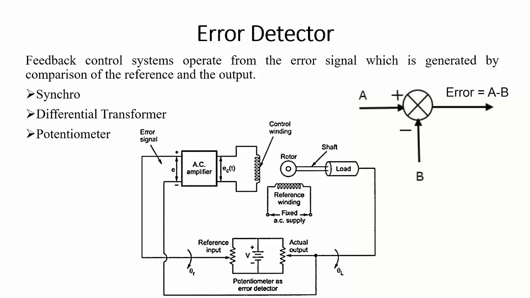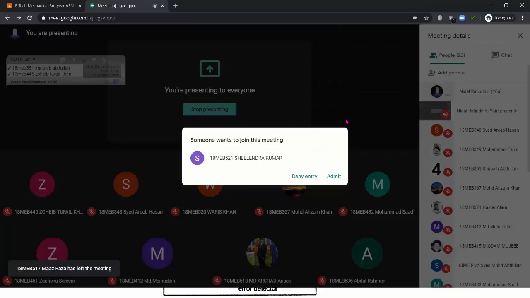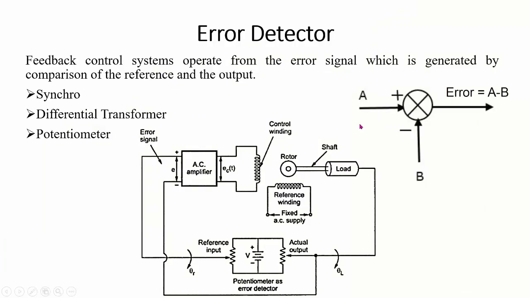We call the error detector a feedback control system. The feedback control system operates from the error signal, which is generated by the comparison of the reference and the output. Shown over here is the comparator. Till now we saw this comparator as part of the control system where the reference signal, shown by A here, was fed with a positive sign, while the actual output that exists in the system was taken in the form of B, shown over here with the negative sign.